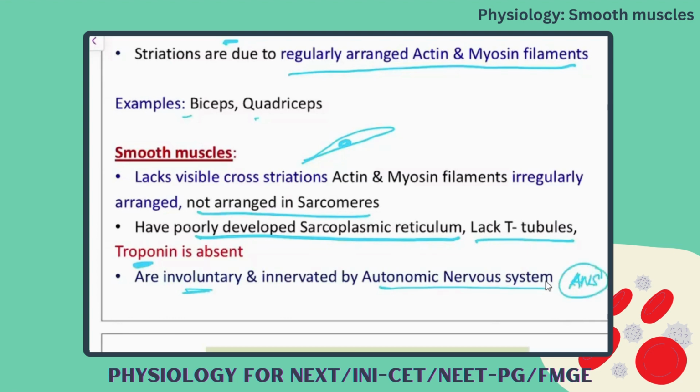What are the examples of smooth muscles? Muscles of the intestine, then lungs, renal system, all the vital organs. They are smooth muscles. Can you control the function of your lungs? You can consciously do inspiration and expiration, but you cannot control the function of your kidney, because they are controlled by the autonomic nervous system. They are called involuntary muscles.